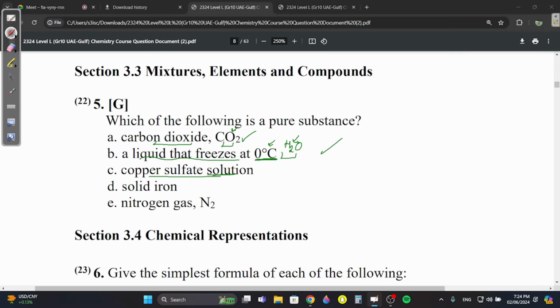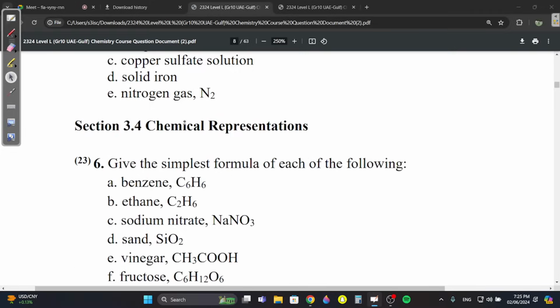Copper sulfate solution, it's a solution. It's wrong. Copper sulfate solution means copper sulfate plus water. We don't want that. We don't want solutions. We want pure substances. Solid iron, that's only Fe. Fe is iron. It's only Fe, so it's solid. That means it's pure iron. Nitrogen gas, obviously it's only nitrogen gas. It's only N2. It's pure nitrogen. So that's correct.